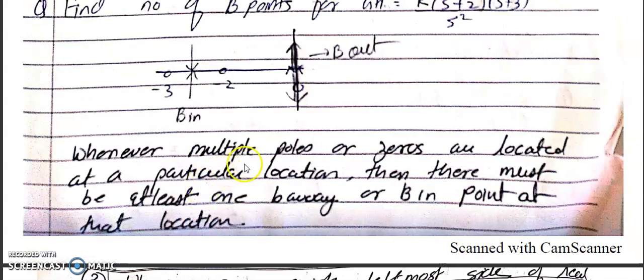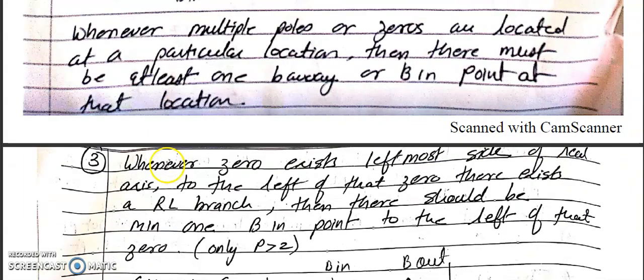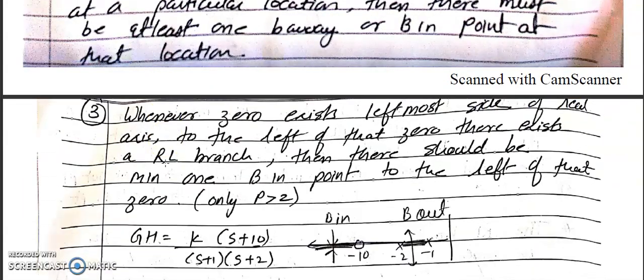Okay. So whenever multiple poles or zeros are located at a particular location, there must be at least one breakaway or break-in point at that location. This was the example of multiple poles. The next point is: whenever a zero exists on the leftmost side of the real axis, and to the left of that zero a root locus branch exists, then there should be at least one break-in point to the left of that zero, right?